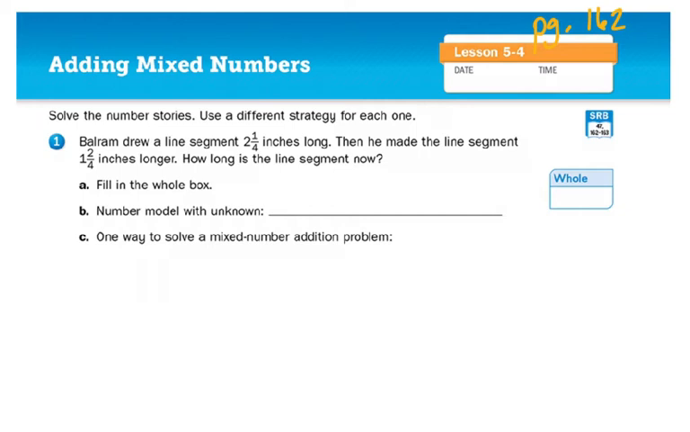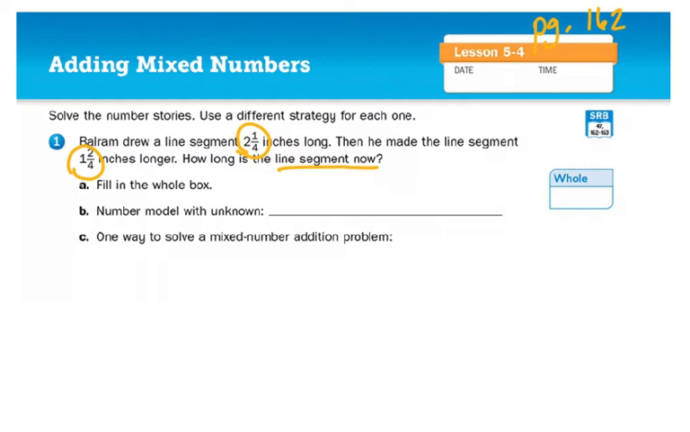So solve the number stories. Use a different strategy for each one. Balaram drew a line segment 2 1/4 inches long. Then he made a line segment 1 2/4 inches longer. How long is the line segment now? So we're going to combine or add.